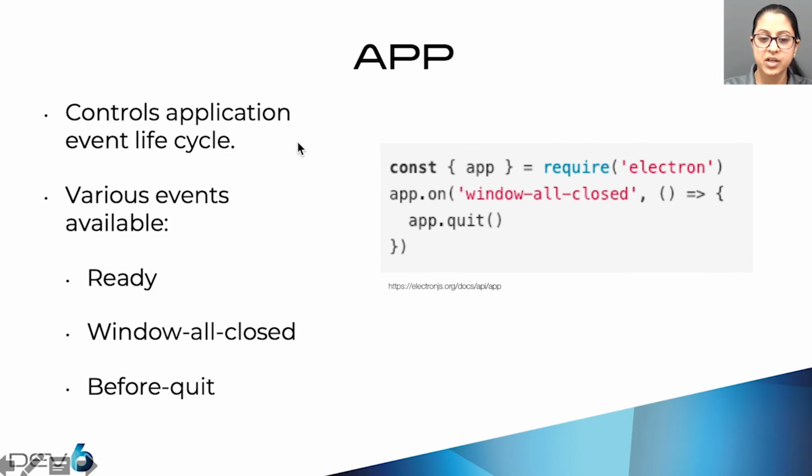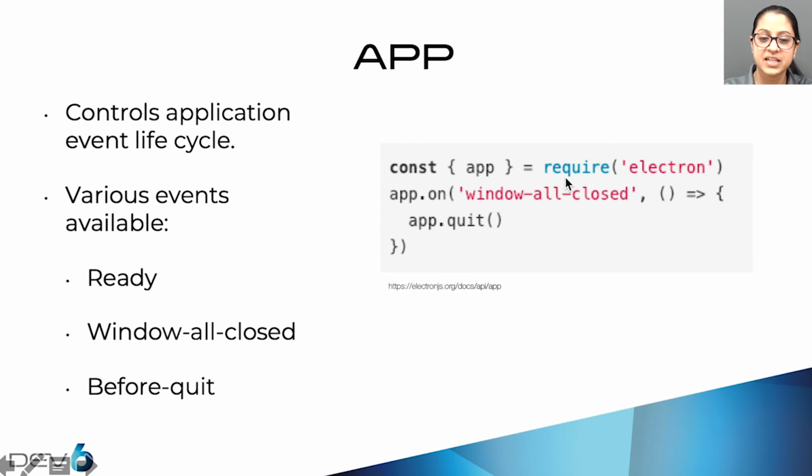When I'm talking about app, I have included a code snippet here, which is again from the Electron documentation. Here, app controls the application event lifecycle. That means it's giving you various lifecycle hooks where you can tap in and write your code depending upon your requirement. And if you see this code, it's just so simple, right? It's like the old days of vanilla JavaScript coming back.